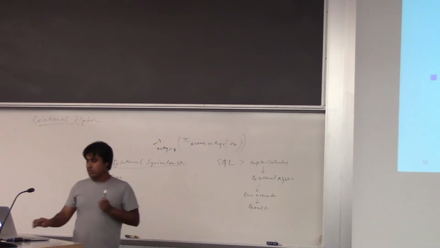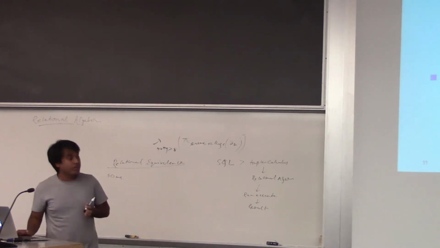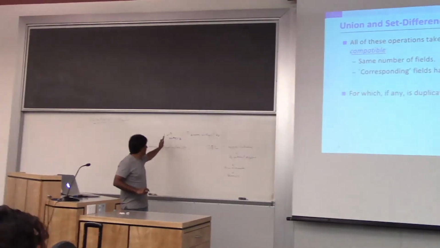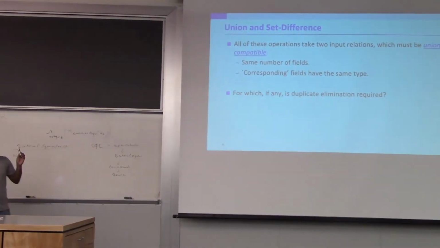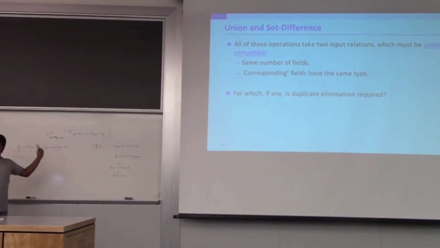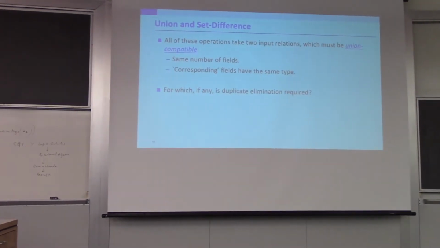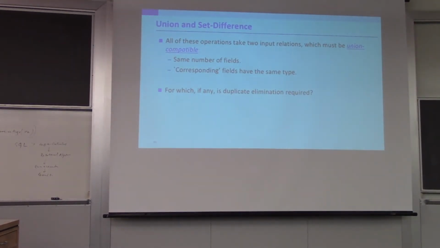Okay. So next we will talk about the union and the set difference. Till now we have talked about selection and projection. They always operate on a single table or a single relational instance, right? But union and set difference take at least two inputs, two input relations or more than two input relations, right?